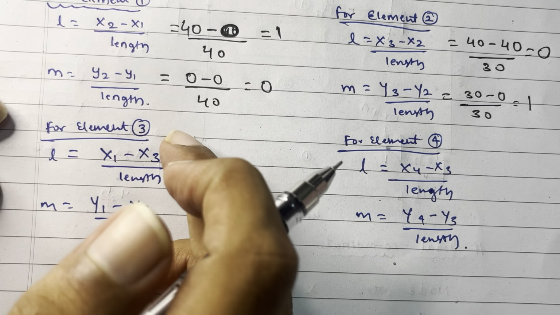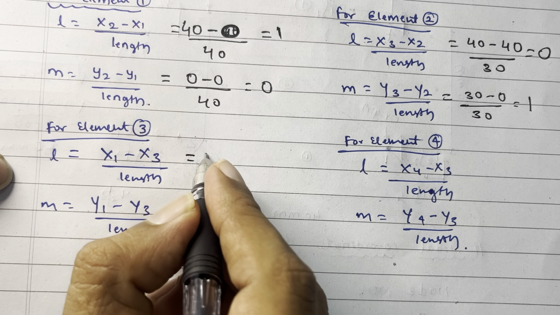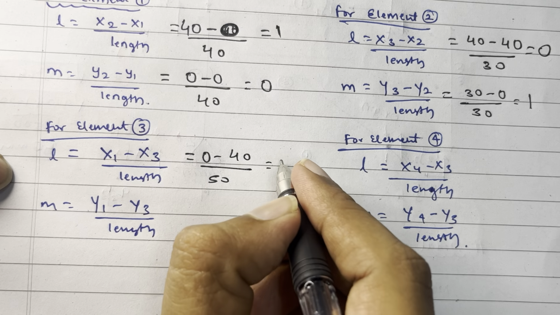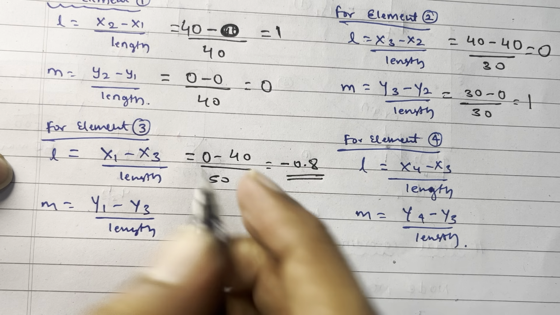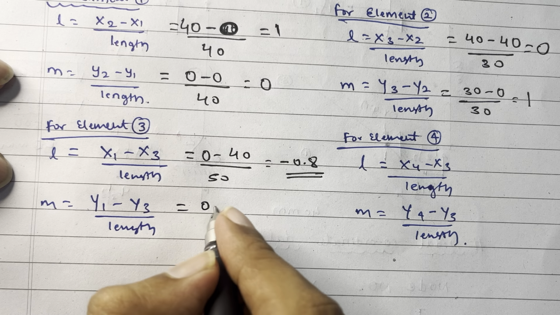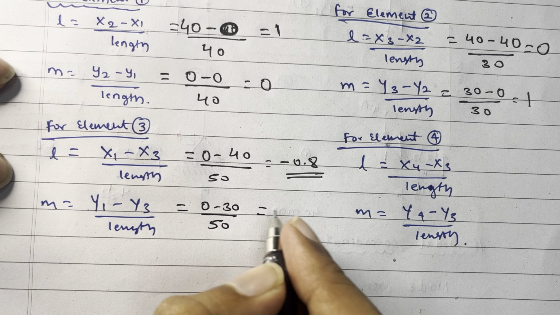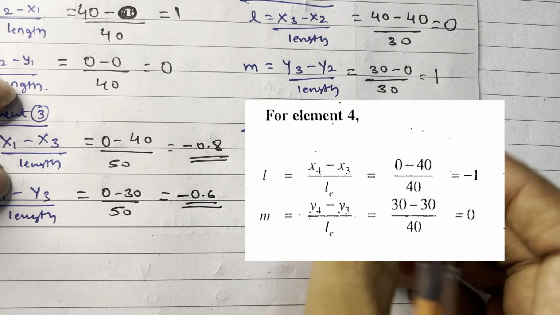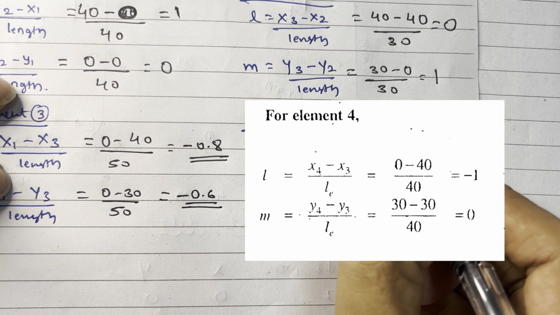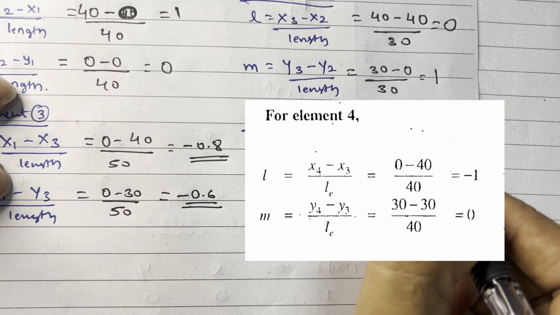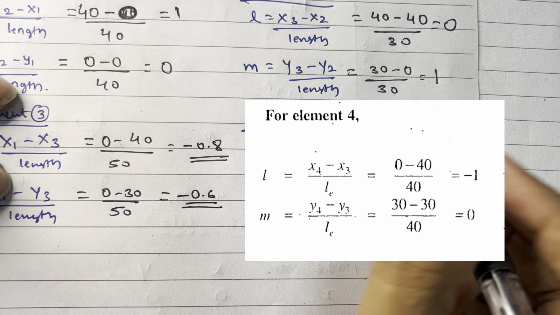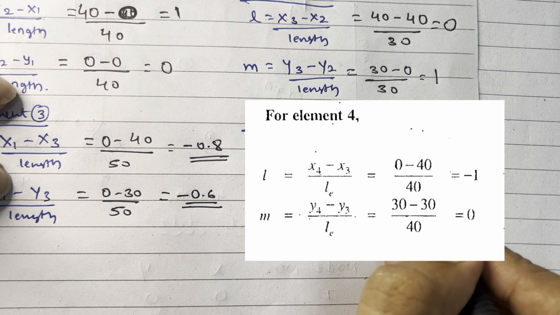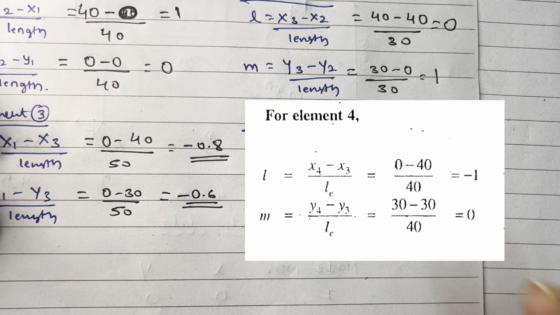Similarly, for element 3, x1 is 0, x3 is 40 divided by length 50. So 40 by 50 is minus 0.8. Similarly here, 0 minus 30 divided by 50, that is 30 by 50 is minus 0.6. Similarly for element 4, 0 minus 40 by 30. Here this is also 40, 40 minus 40 is 0, 0 by anything is 0. Here also 30 minus 30 by 0, 0 by anything is 0.